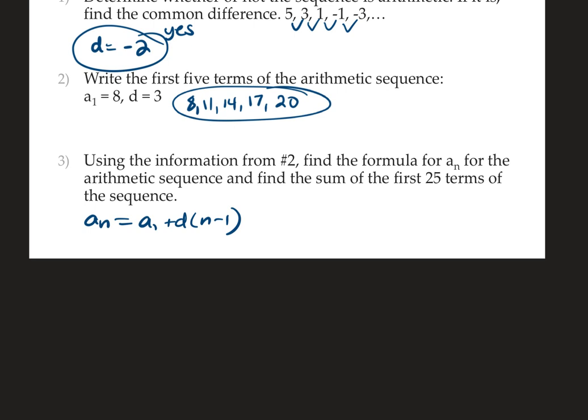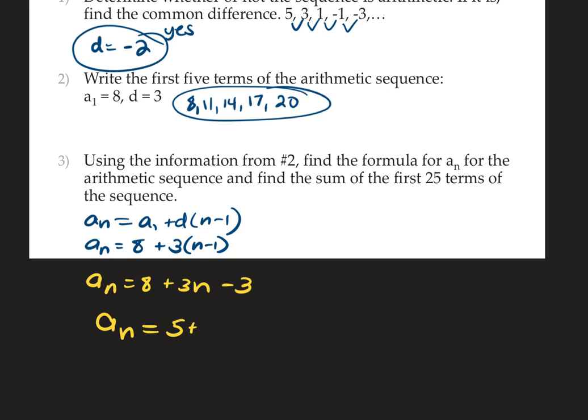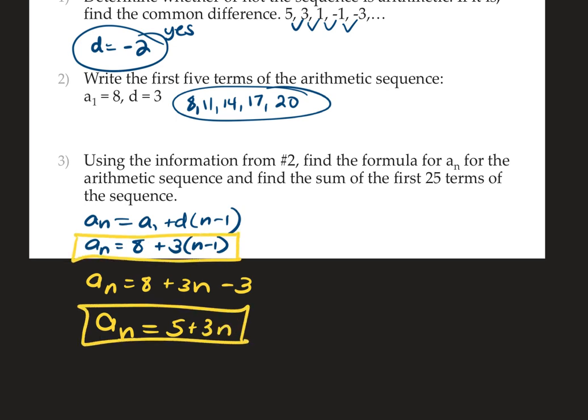What's a_1? 8. Good. What's d? 3, and then n minus 1. If we distribute it, a_n equals 8 plus 3n minus 3. a_n equals 5 plus 3n. So without distributing it, 8 plus 3 times n minus 1. With distributing it, 5 plus 3n. Remember, if it was like multiple choice, only one of them is going to be there. Okay. If it was open-ended, what?